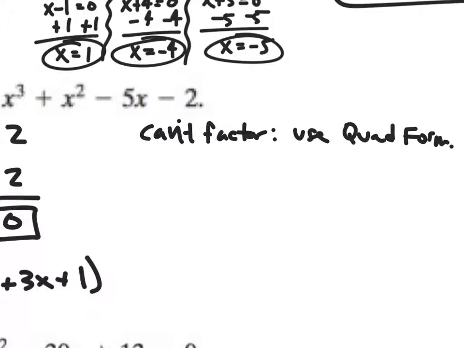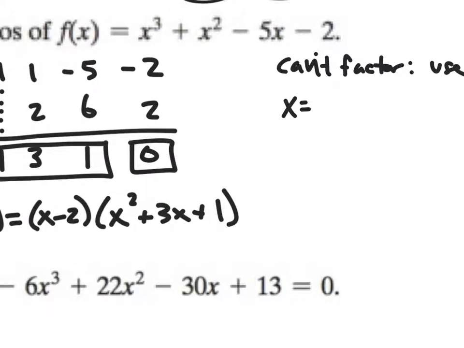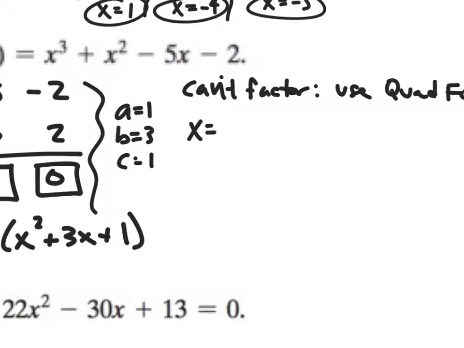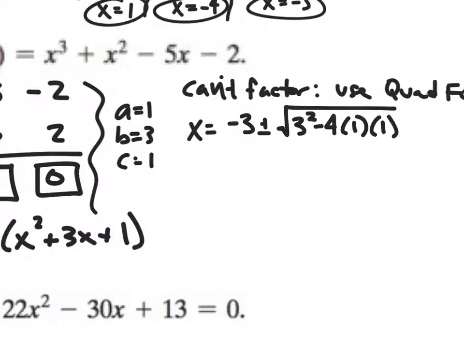Okay, so here's what I got. In here I've got A equals 1, B equals 3, C equals 1. So x equals opposite B, so minus 3, plus or minus the square root of 3 squared minus 4 times 1 all over 2A, so 2 times 1.